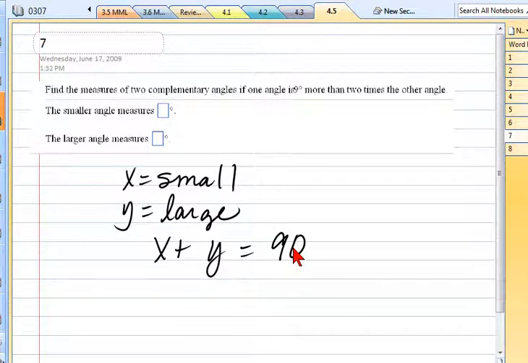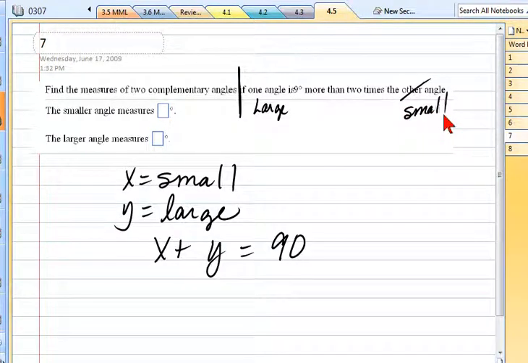Yes, it stops right there. It says find the measure of two complementary angles if, and now here comes the second statement. One angle is 9 more than 2 times the other. Would you put in large and small here? One angle is 9 more than. Which one am I talking about right here? The large one. The large one is 9 more than 2 times the small one.